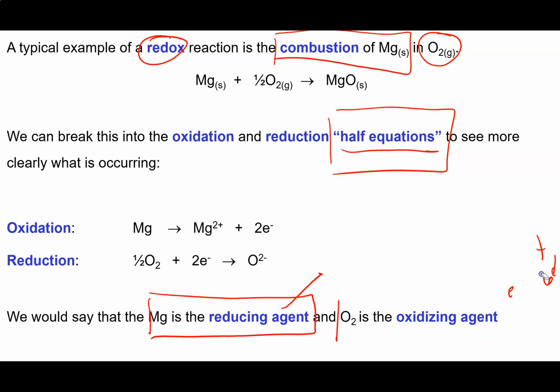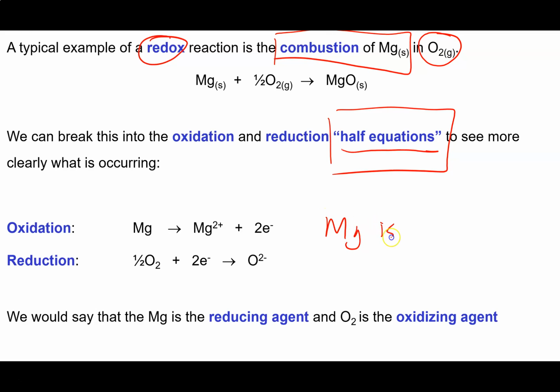Now, this is a little bit confusing because what is happening to the magnesium is that it is becoming oxidized, but that means that the magnesium is the reducing agent.